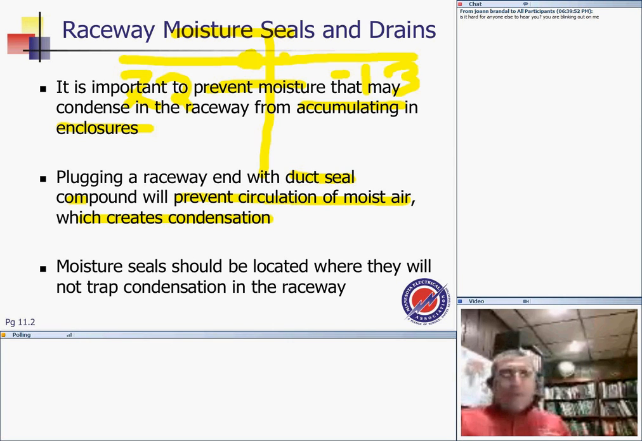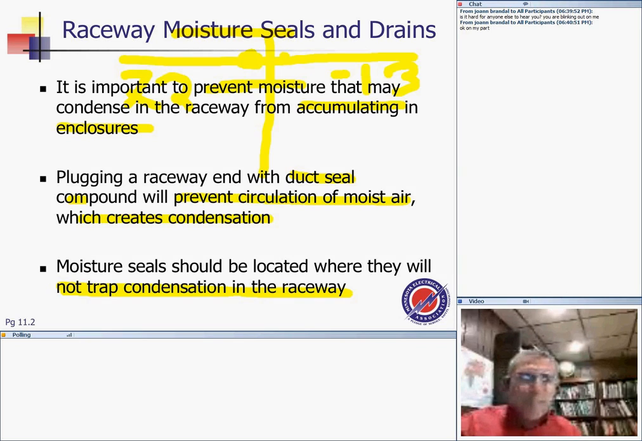Okay. So that, guys, is sealing with two different temperatures because of condensation and dripping of water. Moisture seals shall be located where there will not be trapped condensation in the raceway. So in a location where you don't trap the condensation in the raceway, you get drains. If that's to happen, you have to have drains, as we say, little holes in the conduits where the water can seep directly out.